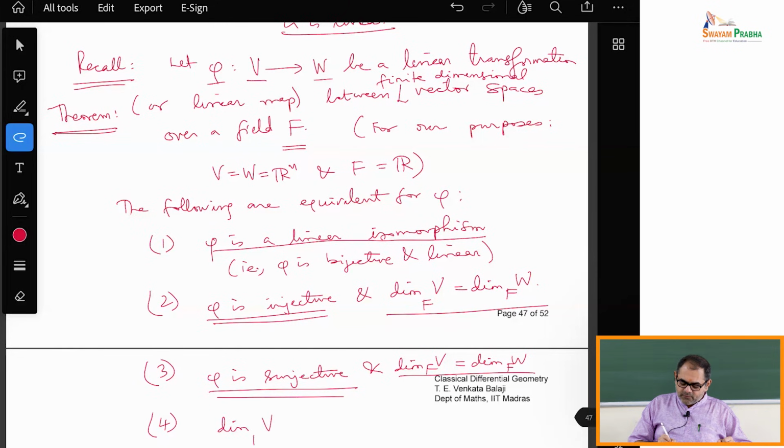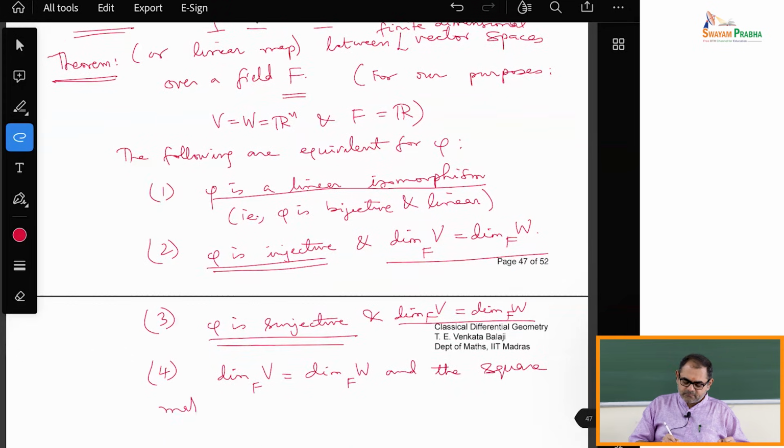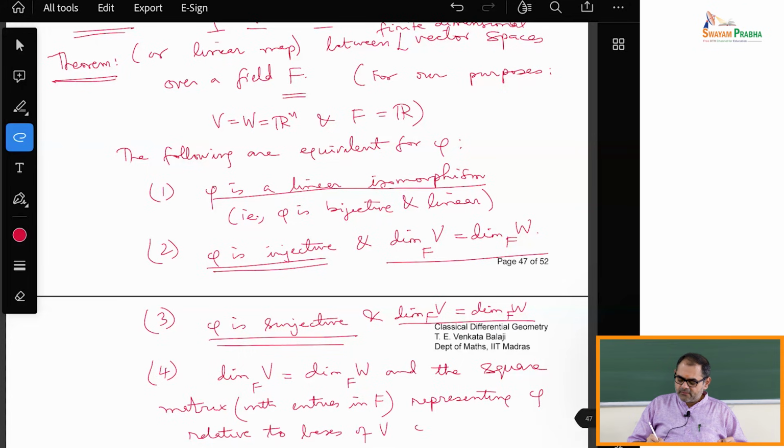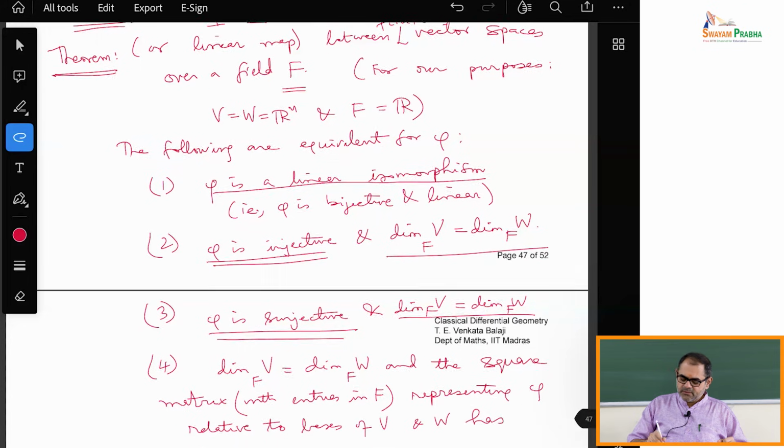So let me write this. Dimension of V over F should be equal to dimension of W over F, and the square matrix with entries in the field representing the map phi relative to basis of V and W has non-zero determinant.